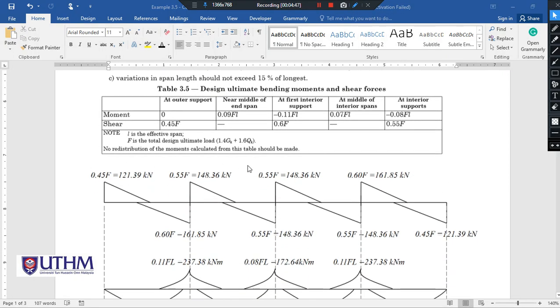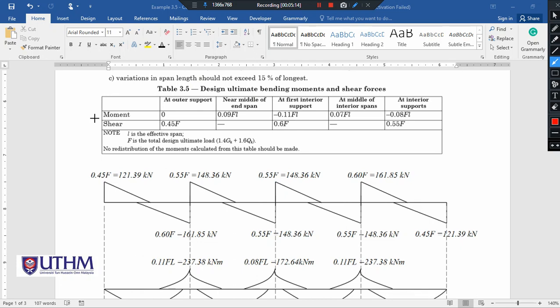And this is the shear force diagram. And the answer is already given at each support and span. In this video, I will show you how to read, how to apply this condition from table 3.5 to this diagram. The first one is the shear force diagram. This is the shear force diagram.